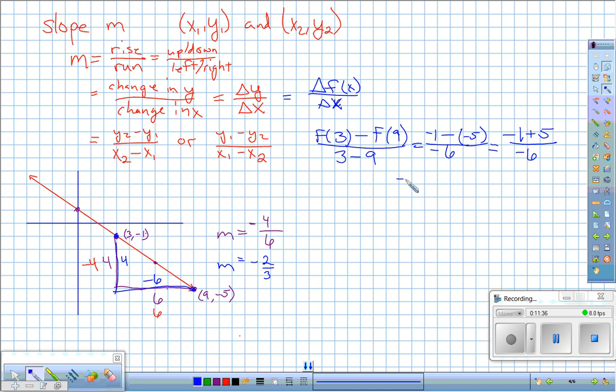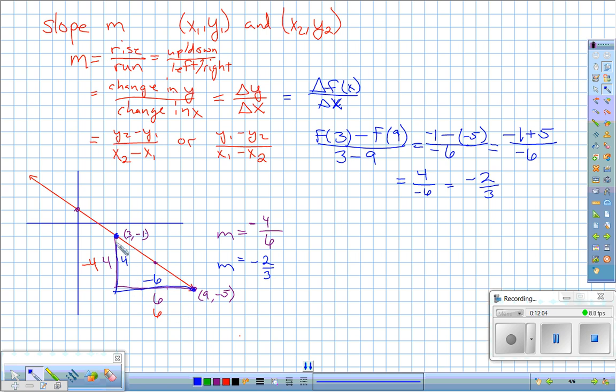-1 plus 5 will give us 4 over -6, which will reduce down to -2/3. Okay, so this is more of the, not necessarily algebraic way, but the numbery way to do it, and this is the graphic way to do it. Using a graph is also how I picture using the distance formula.